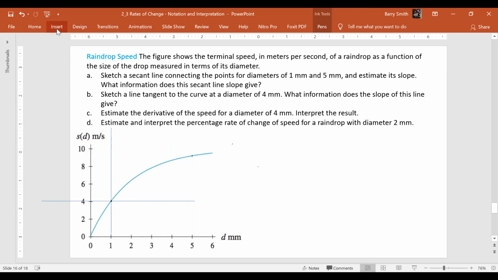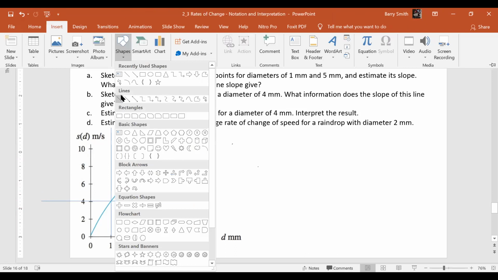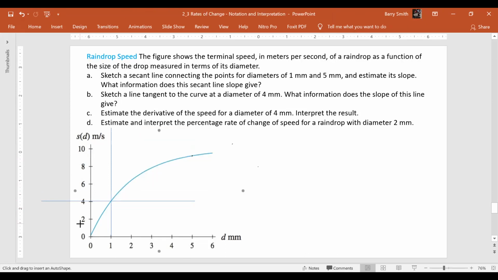And now what we can do is also insert our tangent line, or our secant line rather. So we got it through the top point. Now we'll move it so it goes to the bottom point. All right, well, now it didn't stay in the top point. All right, so that's going to be our secant line, and that's connecting the points at 1 millimeter and 5 millimeters. Now we're estimating its slope.